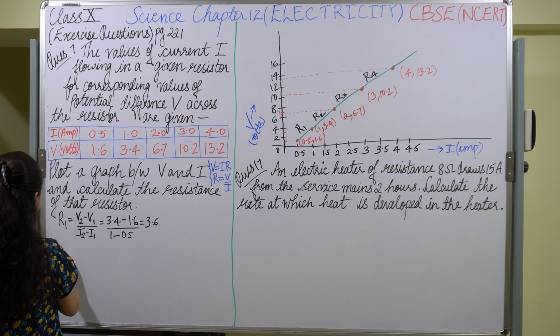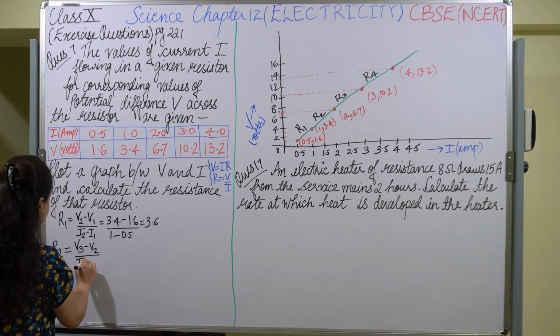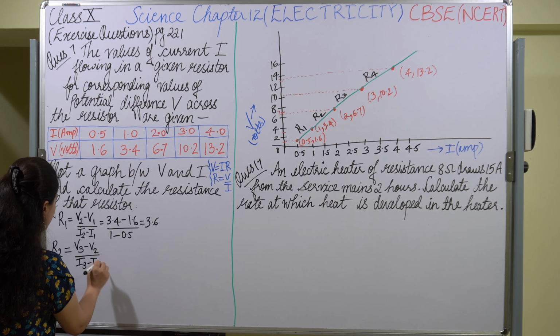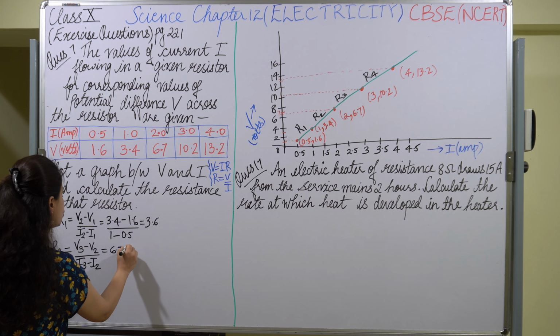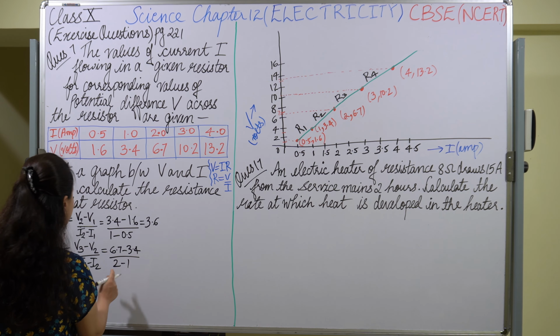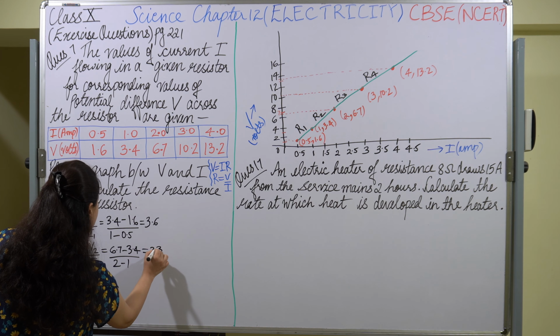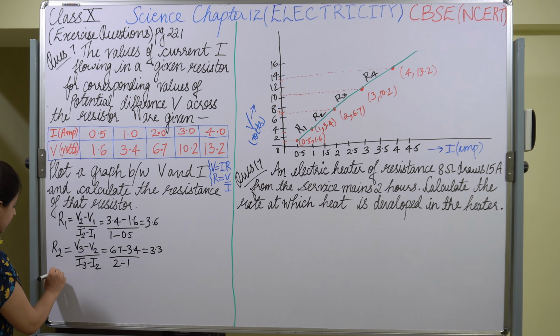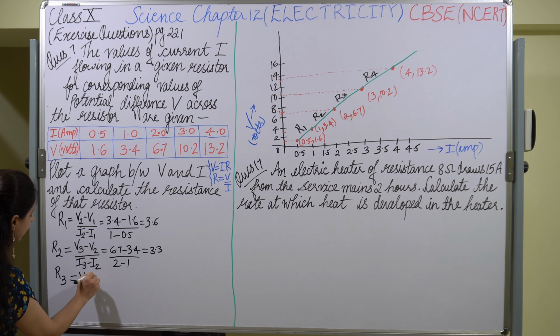Similar way, I'll be finding out R2. R2 will be equal to V3 minus V2 upon I3 minus I2. So V3 is 6.7 minus 3.4 upon 2 minus 1, which will be giving me 1 itself. So from here I'll be getting 3.3.